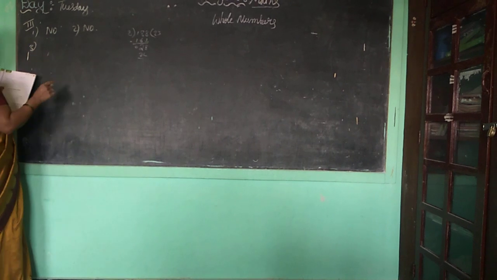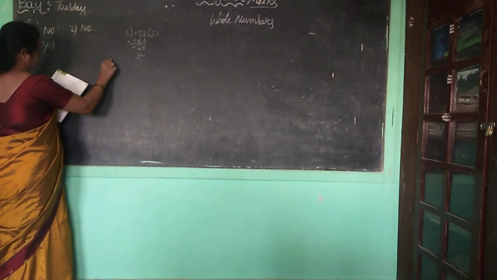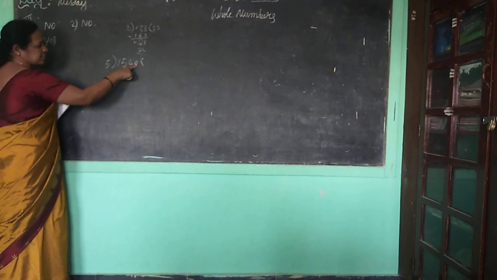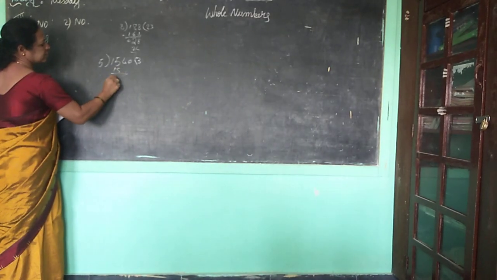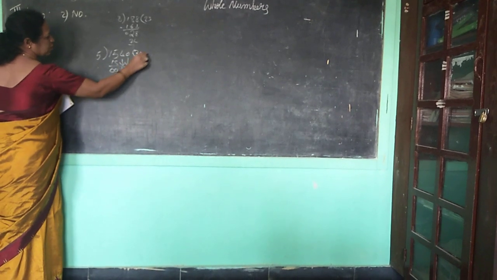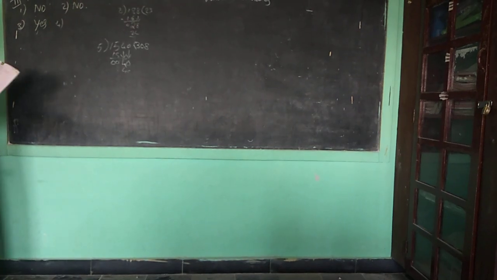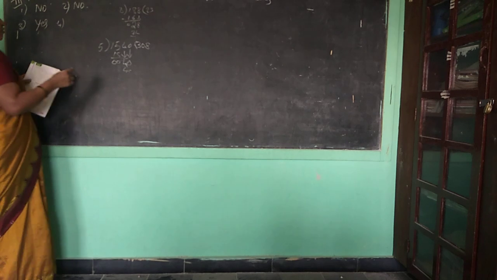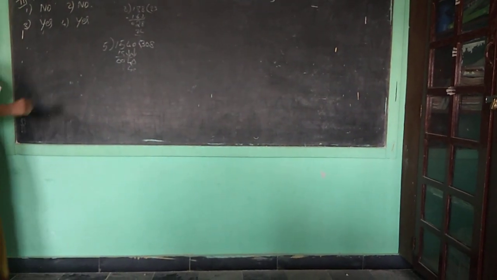Third one. Is 5 a factor of 1540? Yes. See, because the last digit, the ones place, is 0, it is divisible by 5. See, 5 3s are 15. Take 4 down. Put here 0, take this 0 down. 5 8s are 40. So it is yes. Fourth one, is 1 a factor of 412? Yes. 1 is a factor of every number. So yes. Okay, children.